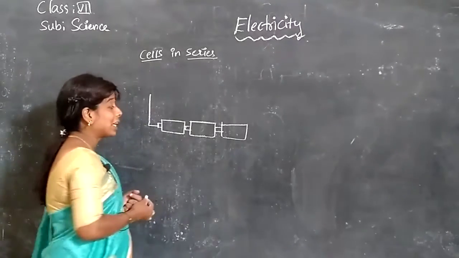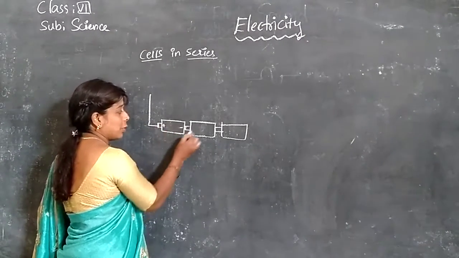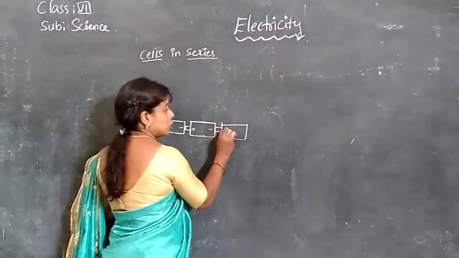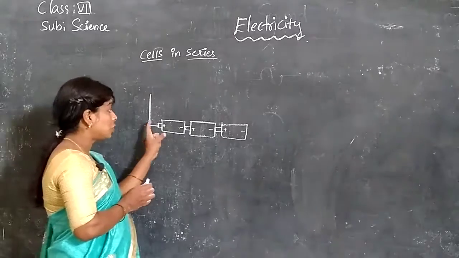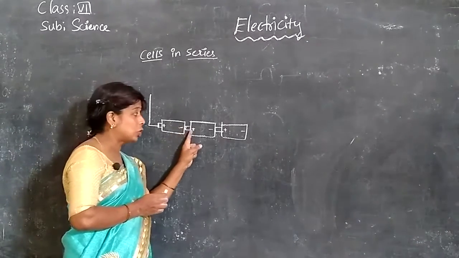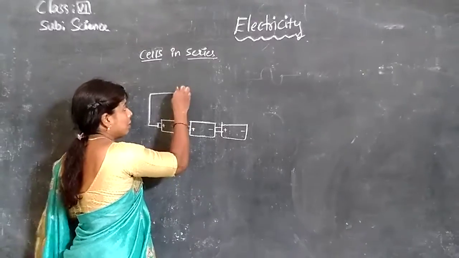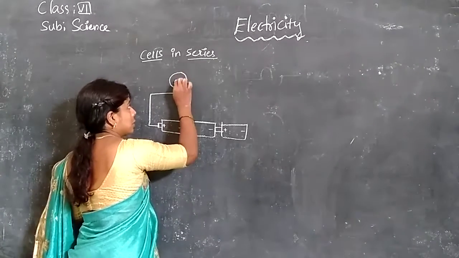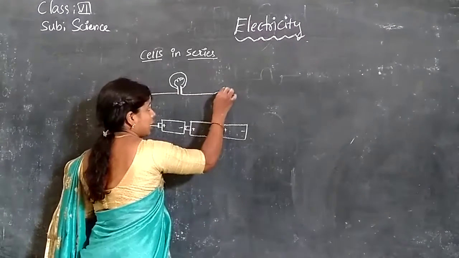Think this one is positive, this is negative. Positive, negative. See, observe. At negative we are connecting positive. And this one, bulb. Key.